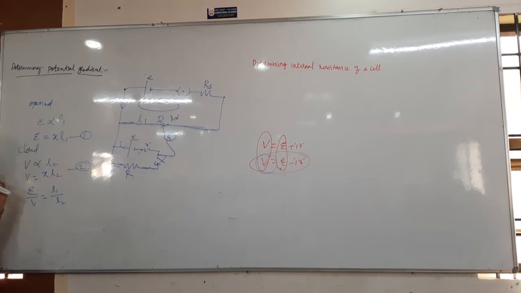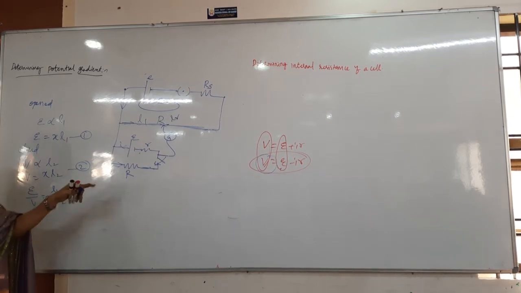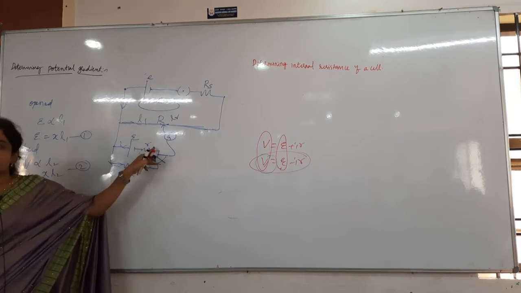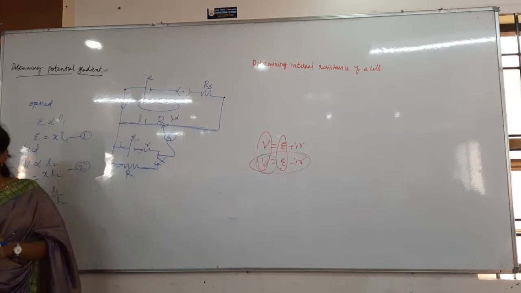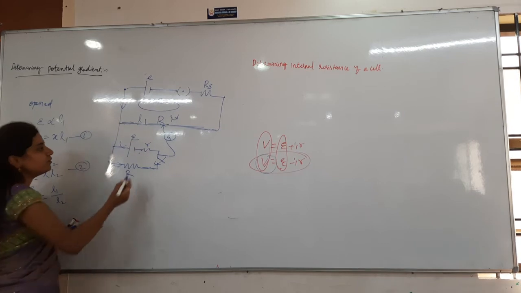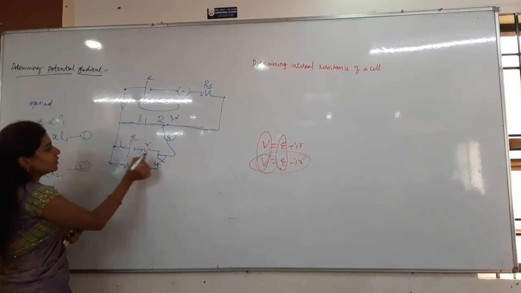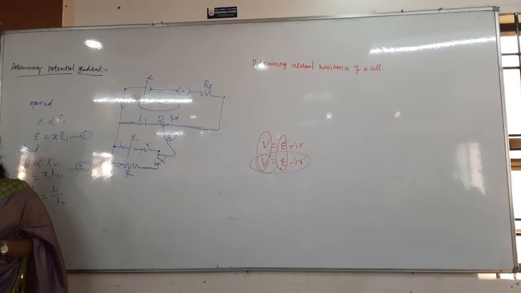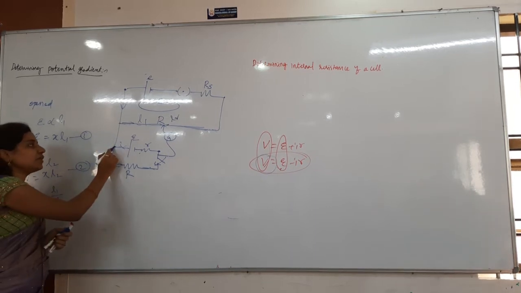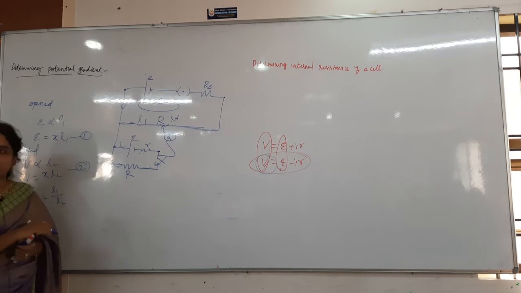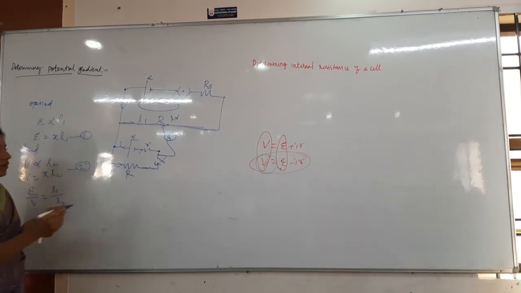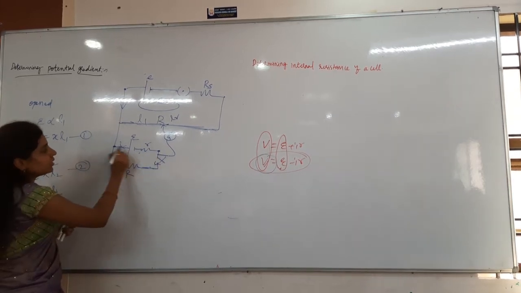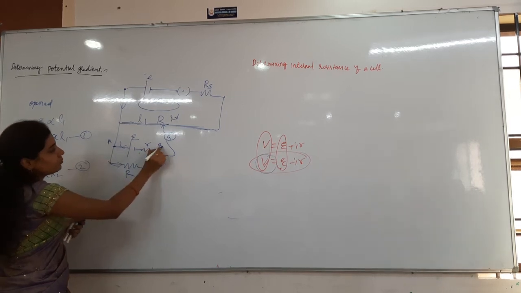Now what do you have to determine here? Internal resistance, the small r value. To determine that small r value, first of all I have to find the potential at these points, through the resistor. This is a parallel combination, so whatever potential is there, here also the same potential is there. Now I want to get that potential. I will take this as point A and this as point B.